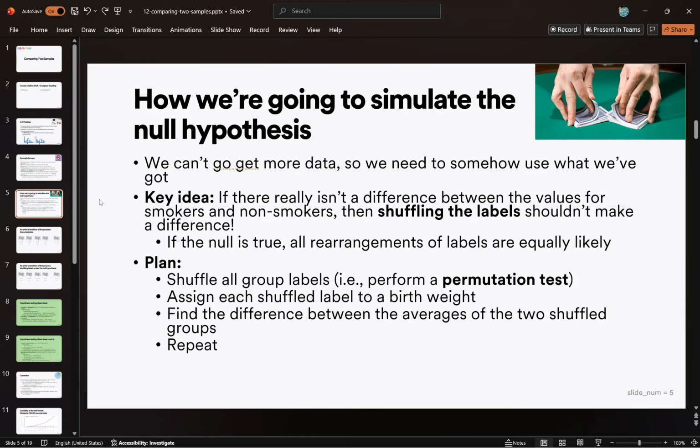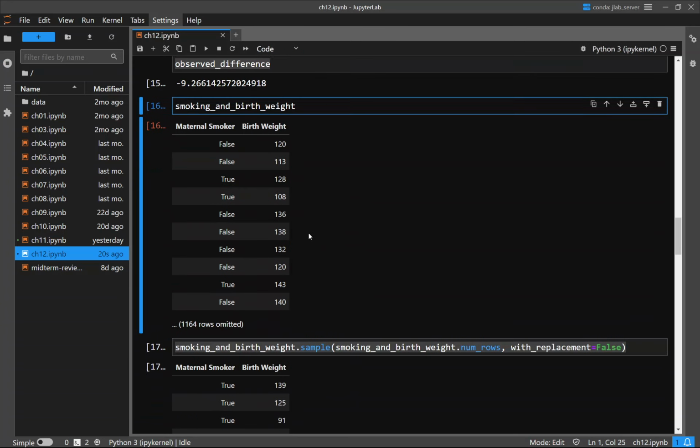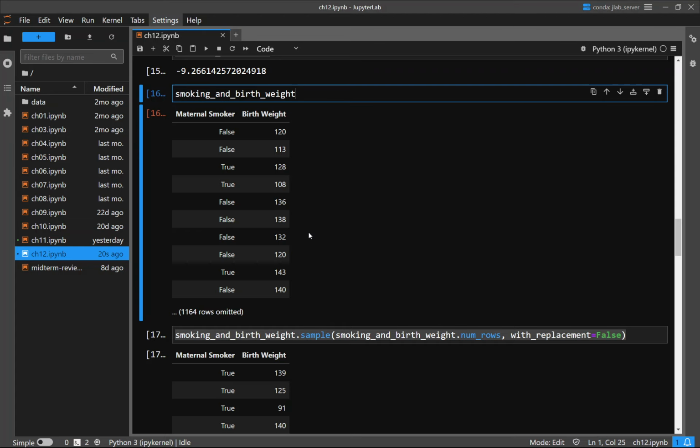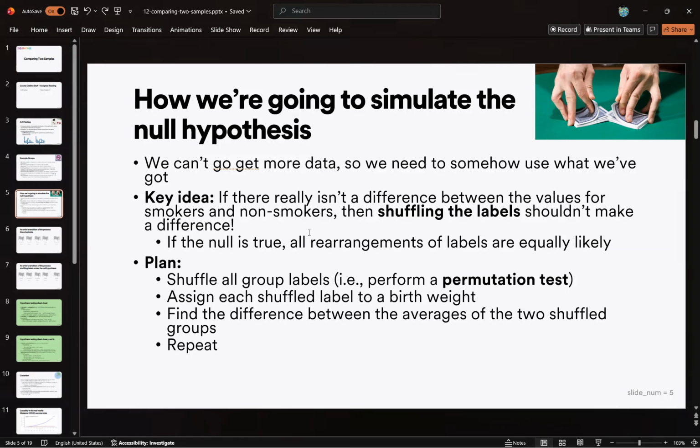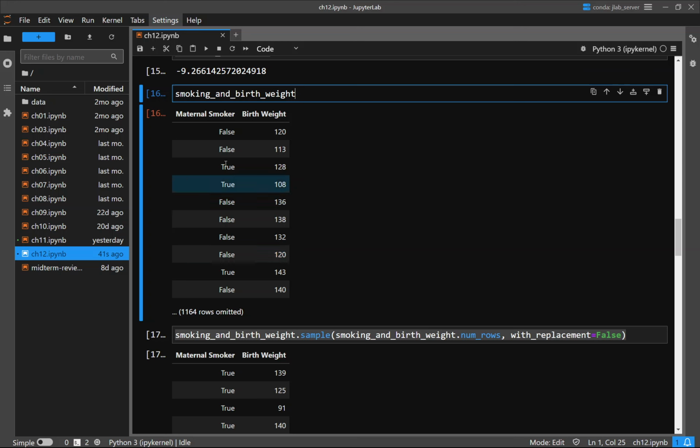So to simulate, for this specific problem, under the null hypothesis assumption, it did not matter who smoked or who did not smoke. And so that means if I shuffle the trues and falses and do the same kind of calculation, I should get the same value. That's what the null hypothesis is implying. We saw that that's not what happened, but that's what it's implying. So we shuffled the labels. That's how we did every simulation. We shuffled the labels, attached them to new birth weights, and calculated our statistic all over again. We saw what we got.